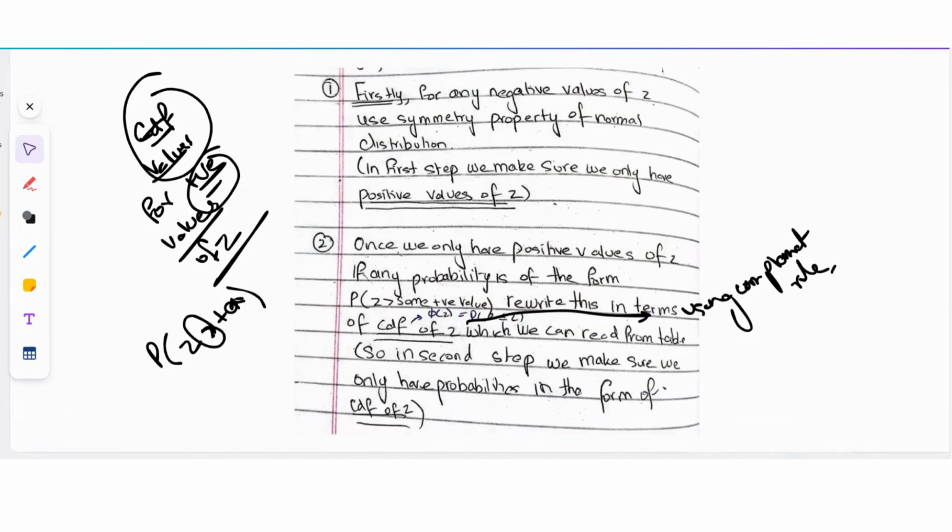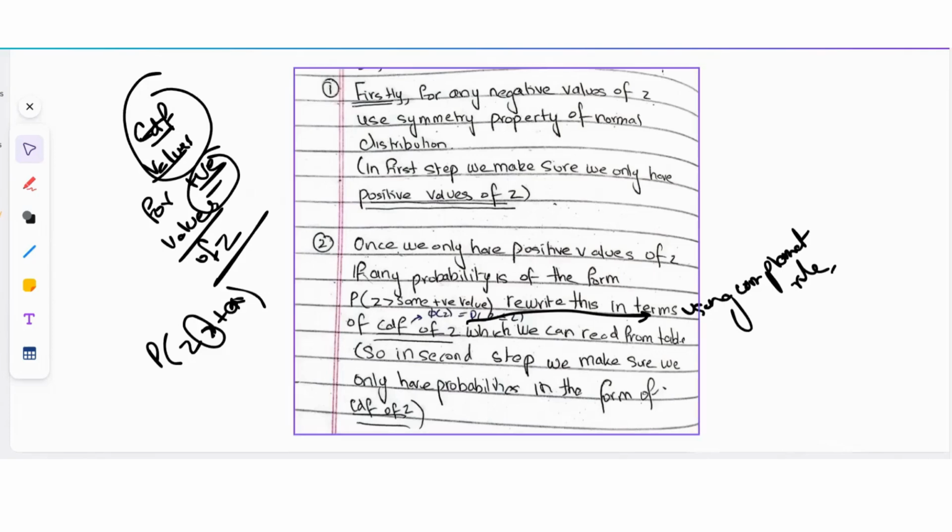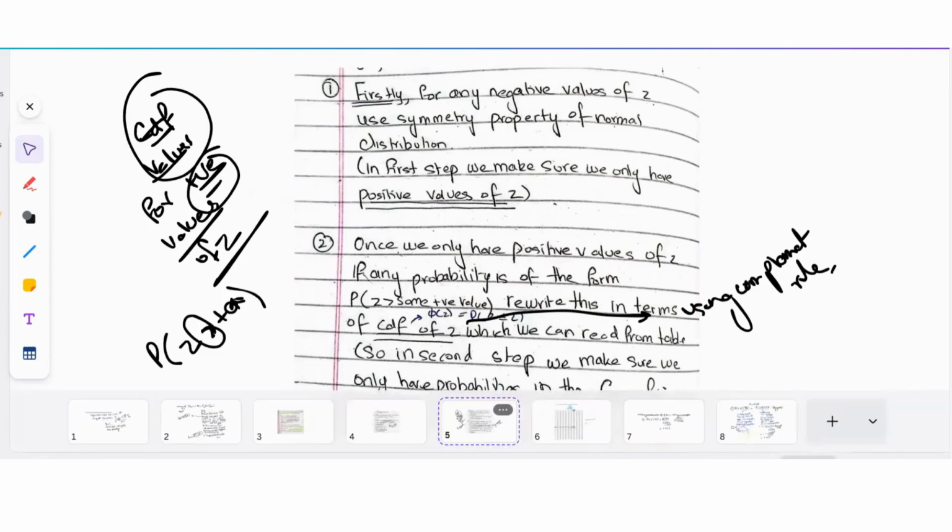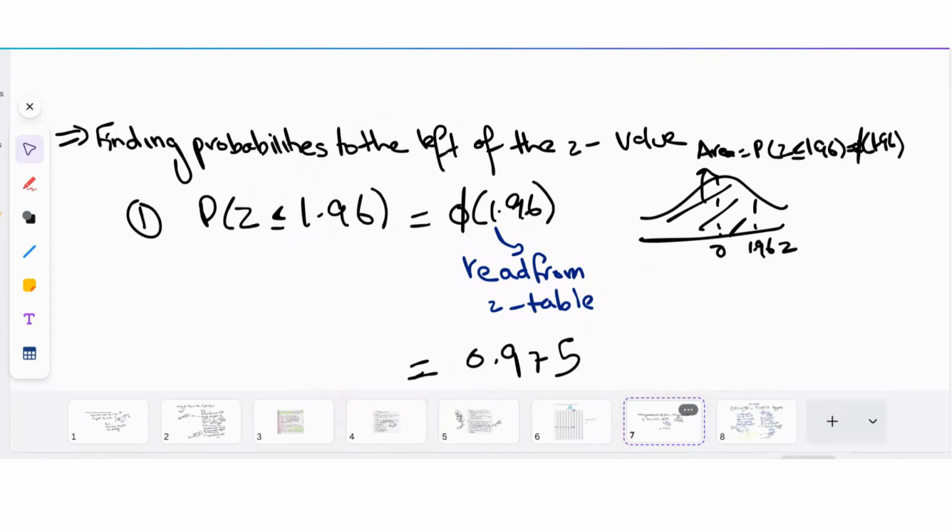The second step is, once you only have positive values of z, if any probability is of the form probability z is greater than some positive value, then we'll write it in terms of CDF. Because remember, the table gives us CDF values for positive values of z. So the first step is to ensure we only have positive values of z. The second step is to ensure it's in the form of CDF. For the first step, we can use the symmetry property. For the second step, we can use the complement rule.